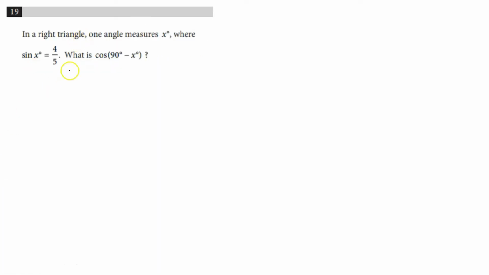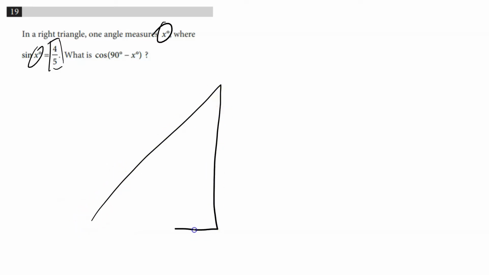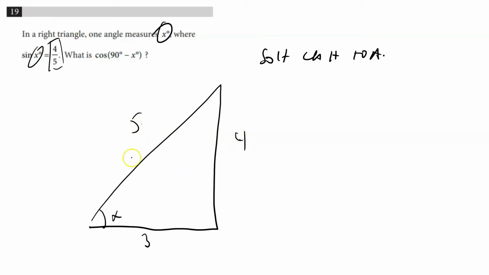Number 19. In a right triangle, one angle measures x degrees, where sine of x degrees equals 4/5. What is the cosine of 90 degrees minus x degrees? So this 4/5 right here immediately triggers a right triangle in my head with side lengths 3, 4, 5. So 5, 4, 3. And we know sine of x, so SOH CAH TOA. Sine of x is opposite over hypotenuse. So we can set this as angle x, and then sine is just 4 over 5, opposite over hypotenuse. So this right triangle accurately represents our situation.